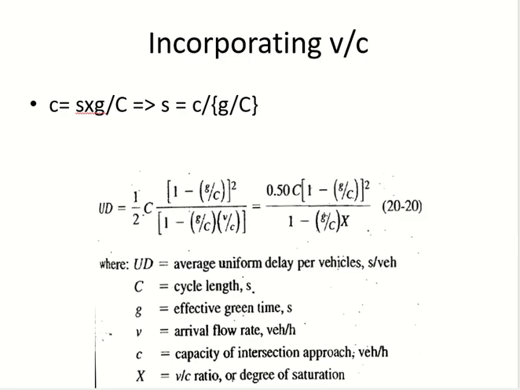Why are we using X here? Because X is our design parameter. We are using V by C ratio here, and when you change V by C ratio, cycle length changes. So V by C ratio is the design parameter. Now we have the delay equation, which has design parameters inside it: G, C, and X. So based upon your design, you can calculate the delay. This is why the equation is modified.